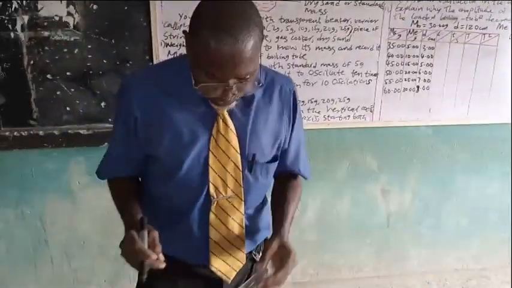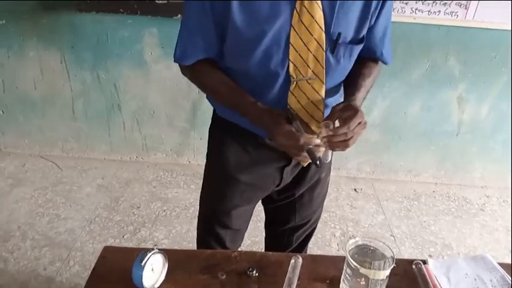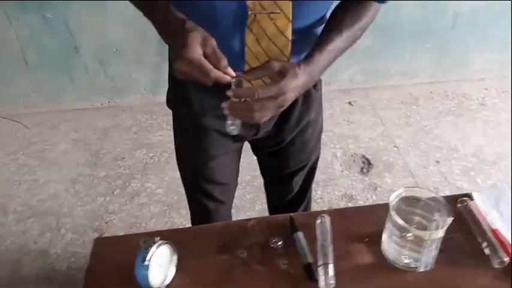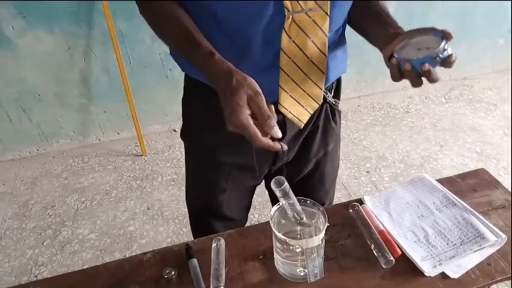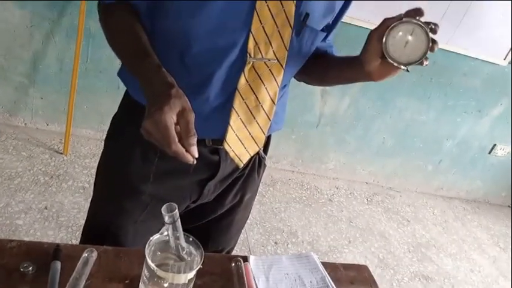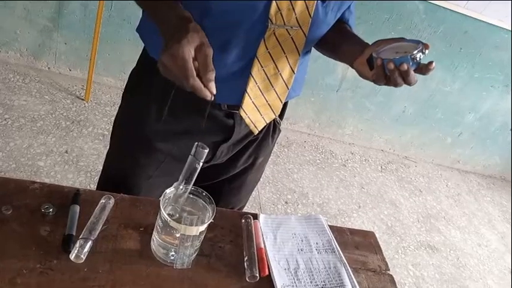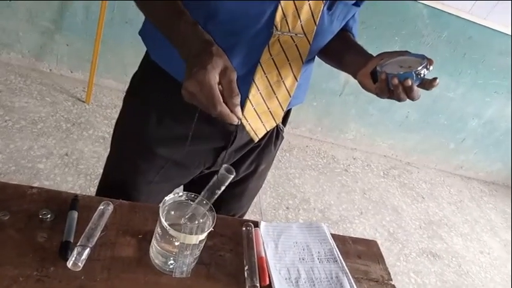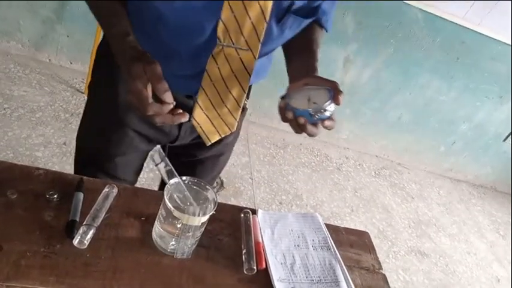Now we want to find out the time taken for 10 oscillations. This is 5 gram. Drop it there. We are going to put it inside and oscillate it inside the water. As we start oscillating, at the same time we are going to press the stop clock. 1, 2, 3, 4, 5, 6, 7, 8, 9, 10. That is 9 seconds.